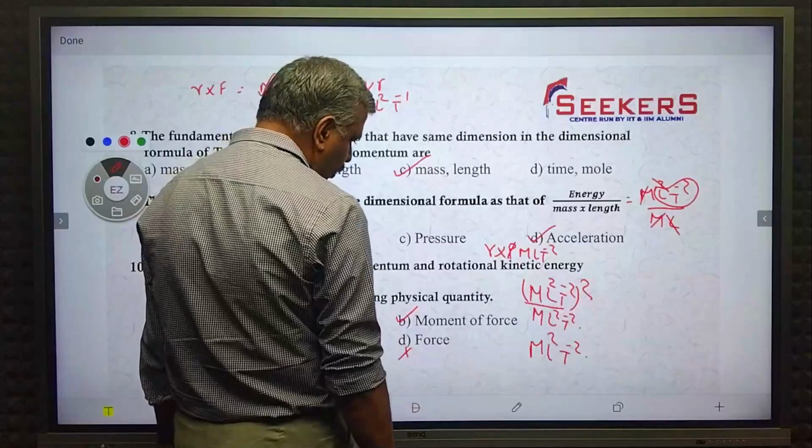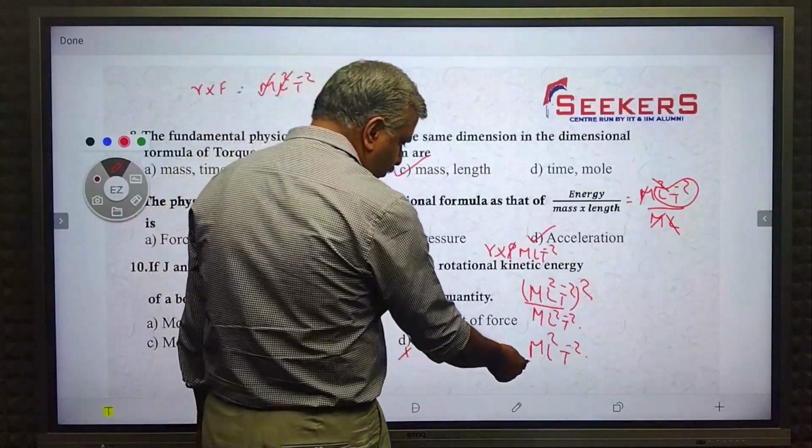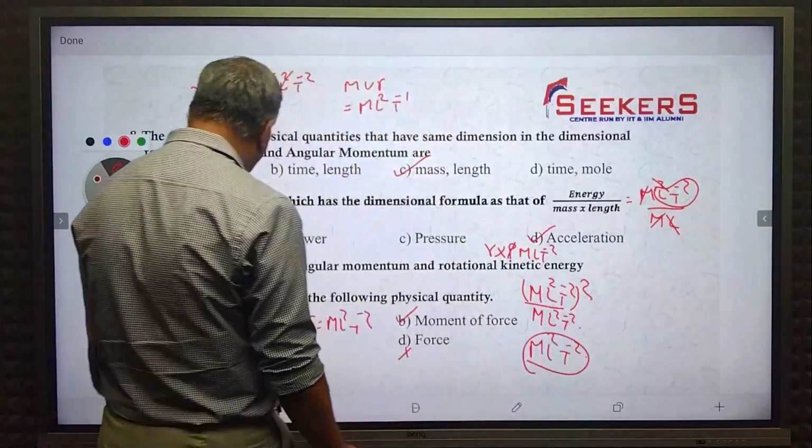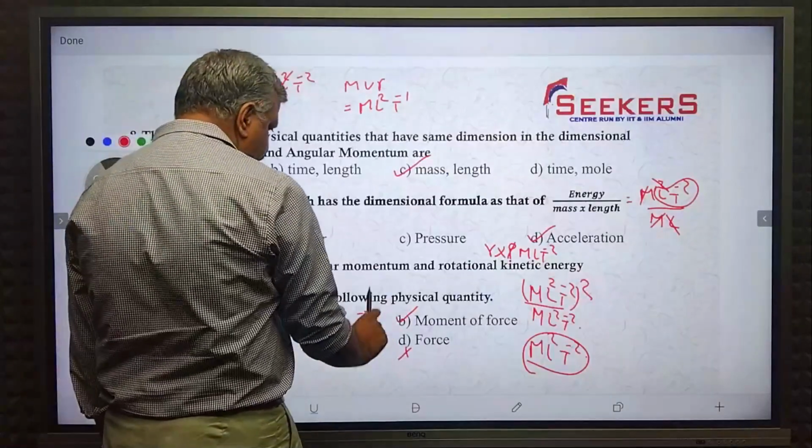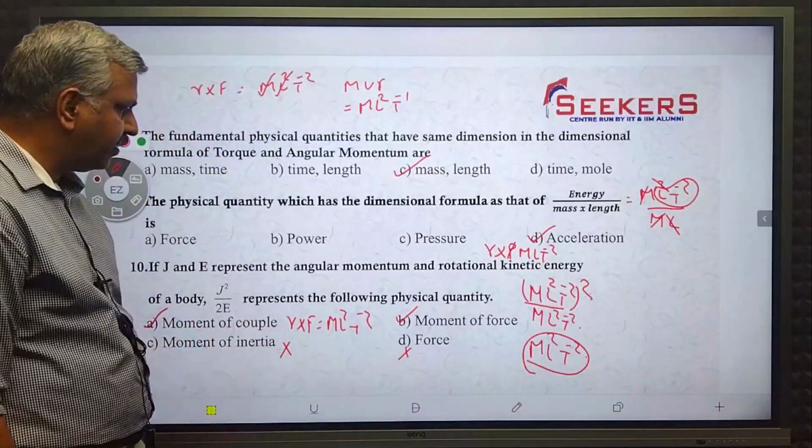It is not force. Moment of a force is R cross F. So this is also R cross F. So both option A and option B will be correct. Okay, so here there is an error, we will have to see.